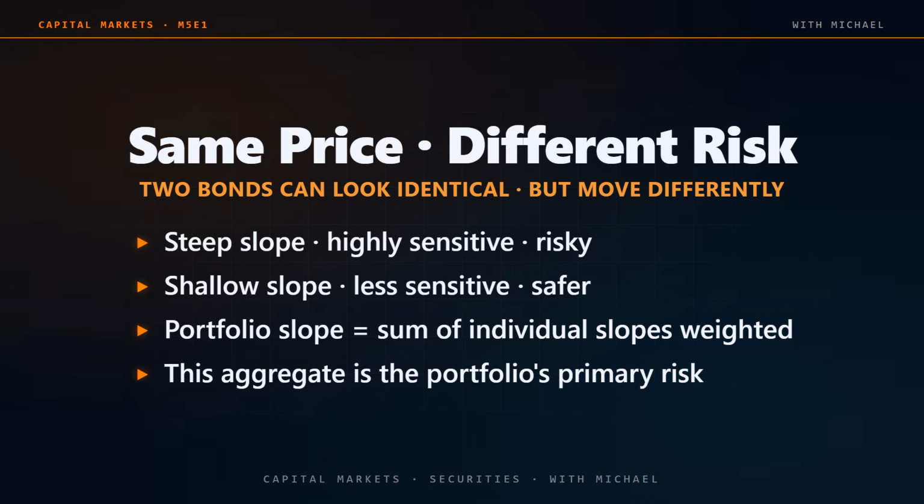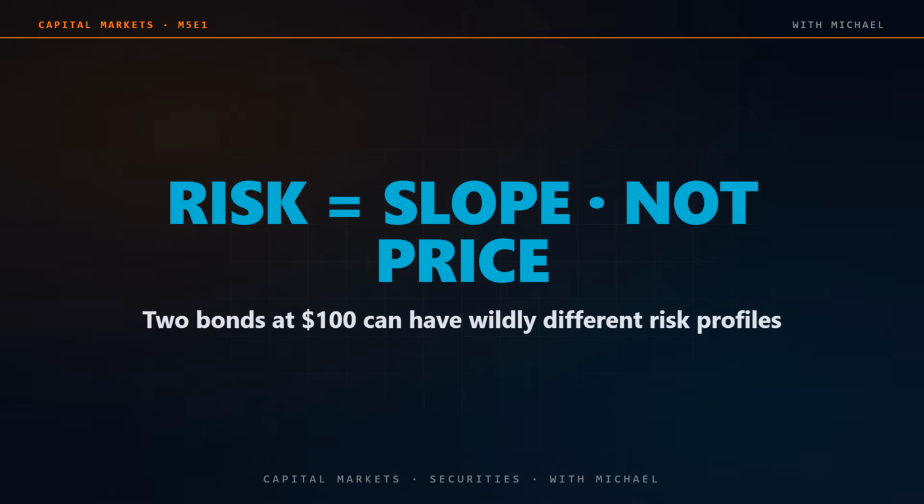Two bonds at the same current price can have completely different price-yield slopes and therefore completely different risk profiles. For portfolio managers, knowing the slope of every holding is essential. The total portfolio slope is the sum of individual bond slopes weighted by their market values, and that aggregate slope is the portfolio's primary risk measure.